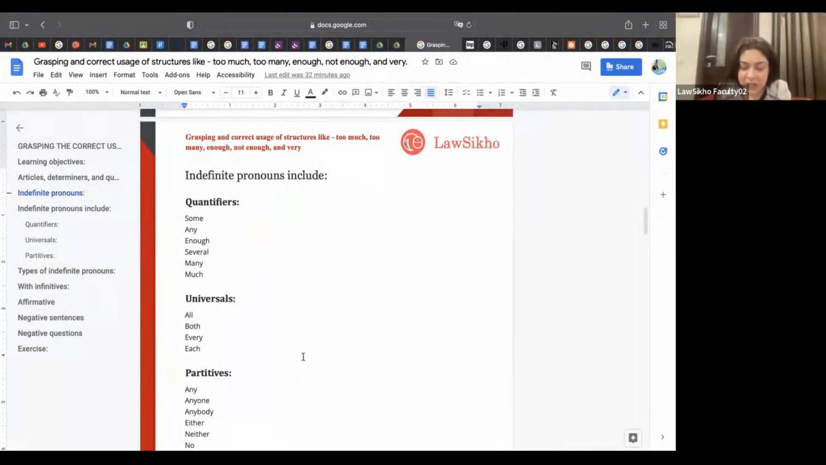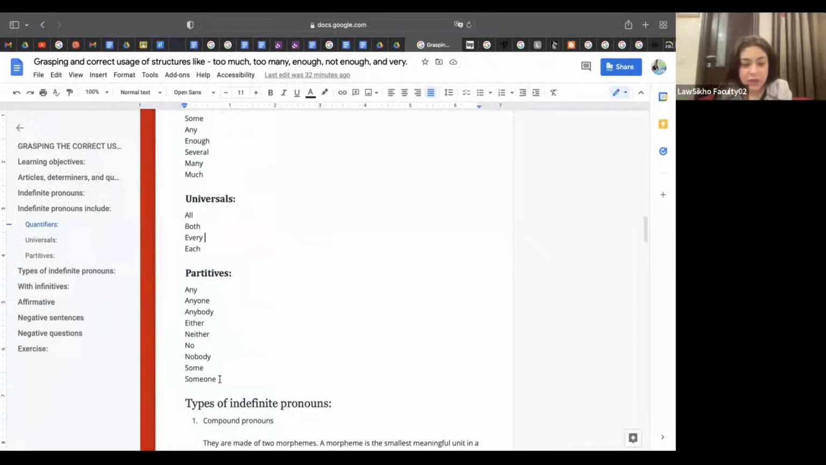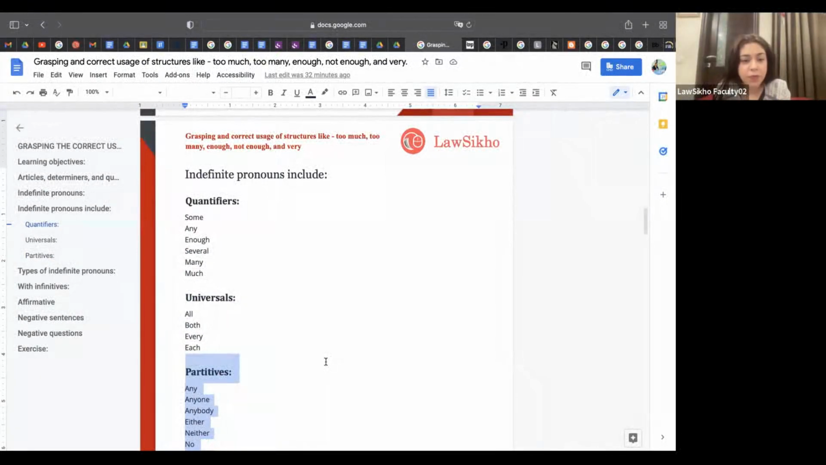For all universals, we use all, both, every, and each. And now there are certain words that are known as partitives. Now, the function of partitives is that it allows you to partly choose also. It is not a blanket selection. It will also allow us to choose one out of the many that are available. For example, anyone can come in. Now, when I say anyone can come in, it means out of the many, anyone can come. So one out of the many is allowed by the use of various partitives. Clear the differentiation between the usage of quantifiers, universals, and partitives?